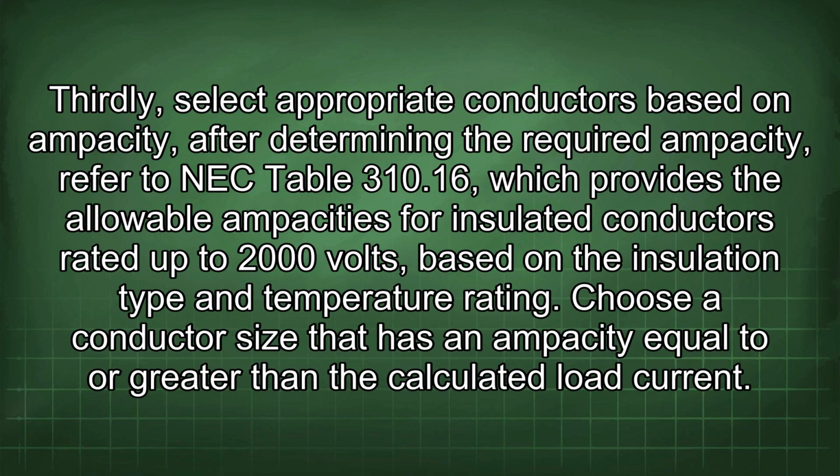Thirdly, select appropriate conductors based on ampacity. After determining the required ampacity, refer to NEC Table 310.16, which provides the allowable ampacities for insulated conductors rated up to 2000 volts, based on the insulation type and temperature rating. Choose a conductor size that has an ampacity equal to or greater than the calculated load current.